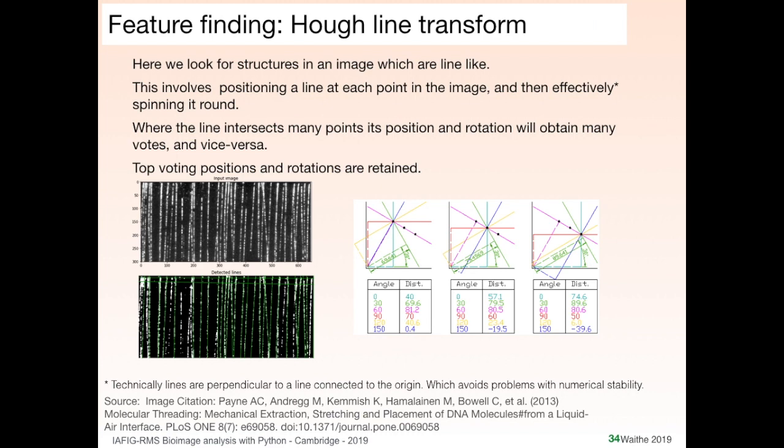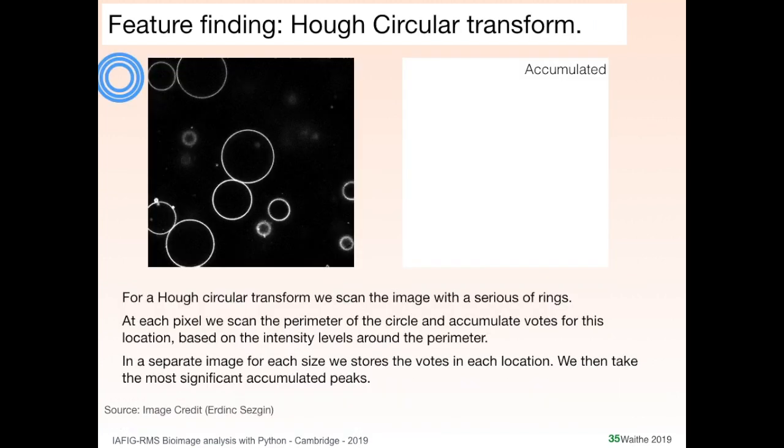And then again, this is the Hough circular transform. You have to be very lucky to have this biology. This is GPMV, so these are vesicles derived from cells, and they are very, very spherical, and this transform works very well. And I came up with a nice kind of schematic for how this works.